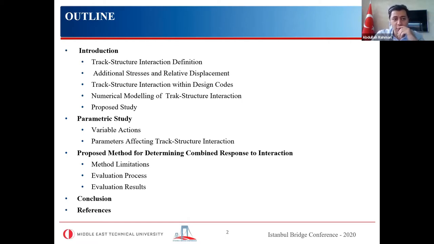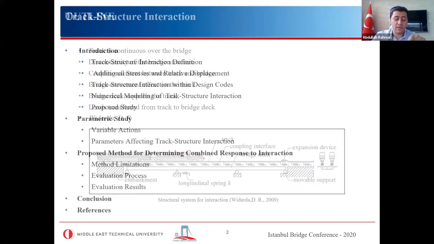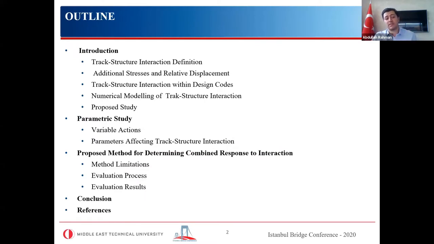Now, if I continue with my introduction, I've talked about the interaction definition, then I tried to describe what additional stresses mean. Now, in track structure interaction, we don't deal with the stresses within the track. We deal with the additional stresses caused by the bridge movement. I don't deal with the buildup stresses within the track due to vertical movement of the train over the track, due to wearing, corrosion. I'm not dealing with it. Also, the design codes don't deal with this type of stresses. They only deal with the additional stresses.